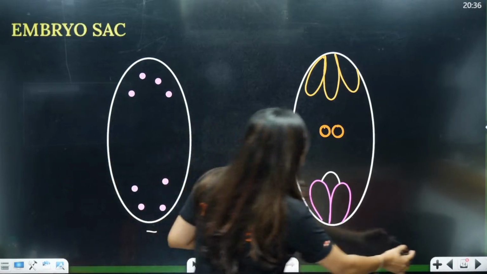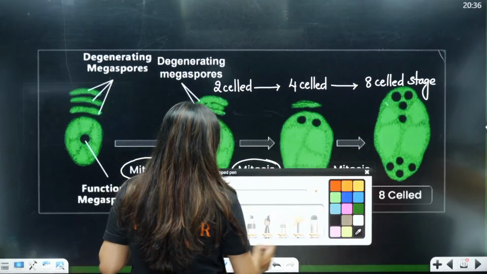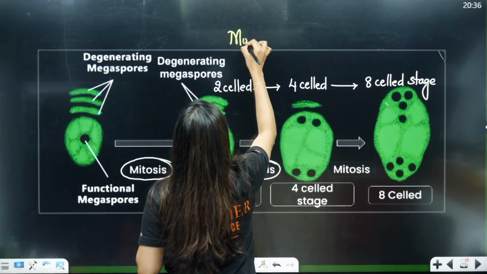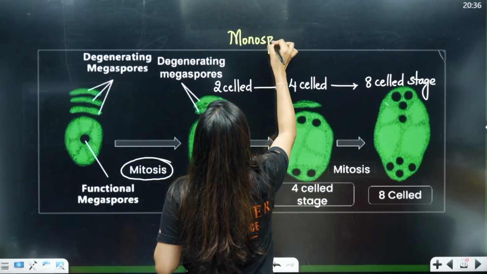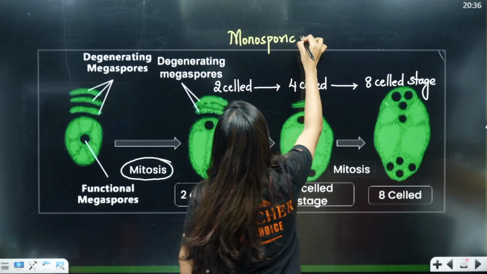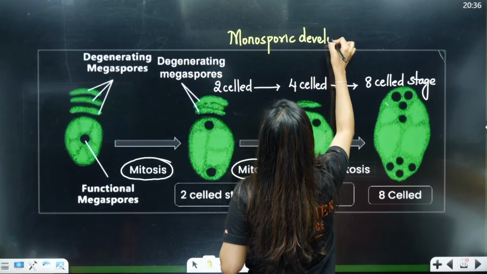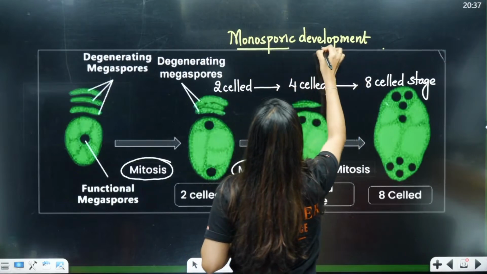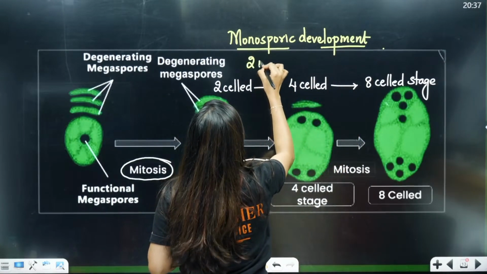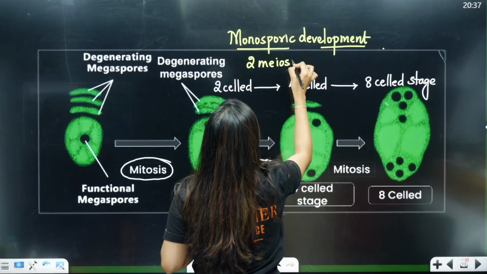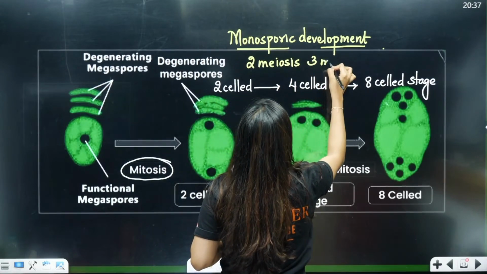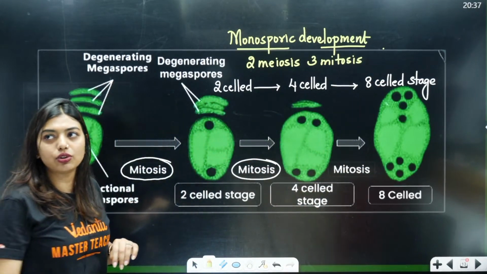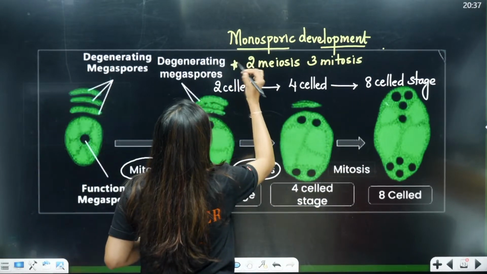Vedika. Very, very good. So students, here, what are we supposed to write? We have to write 2-3 terms. That is, it is a monosporic development. Monosporic development. Why is it a monosporic development? Because only one functional megaspore went through the entire process, and also we have to write that it went through 2 meiosis and 3 mitosis. Okay, yes, correct, very, very good. Okay, next.